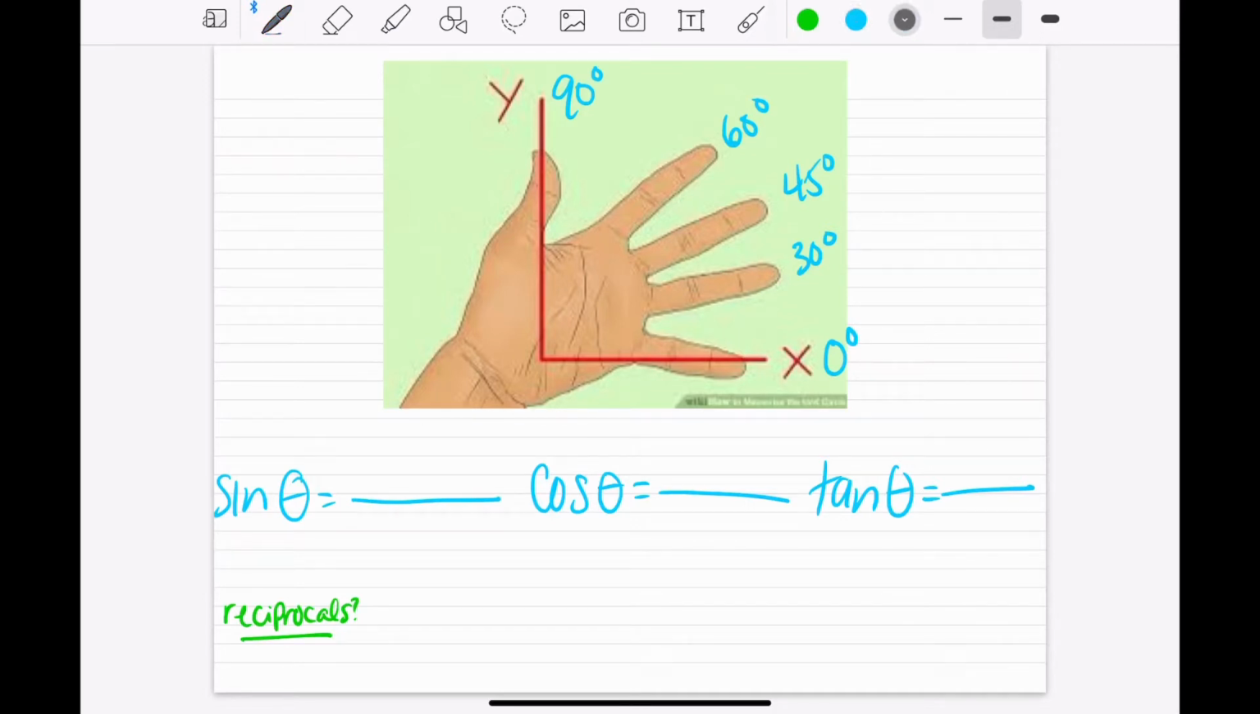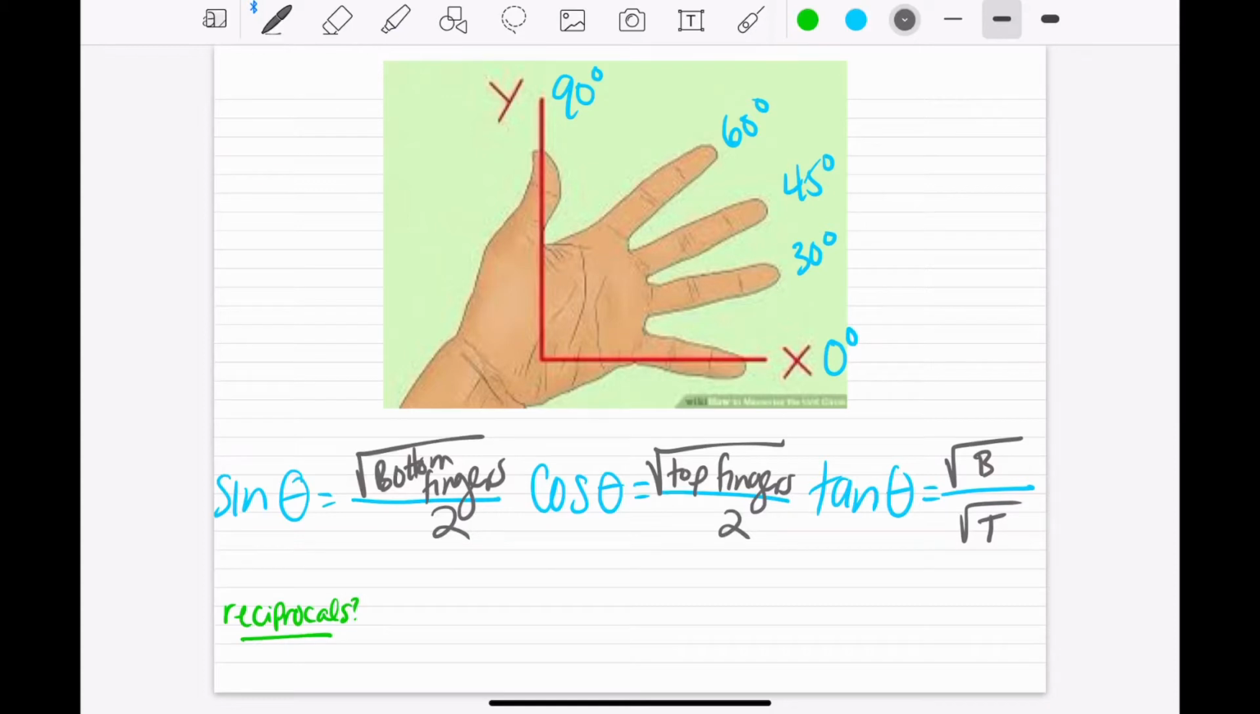Every time we're doing the sine of theta, you have to remember that we're going to do the square root of your bottom fingers over 2. For the cosine of theta, I need you guys to memorize the square root of top fingers over 2. For the tangent of theta, I need you guys to memorize the square root of bottom fingers over the square root of top fingers. Now that'll make more sense as we head on to example number 1.